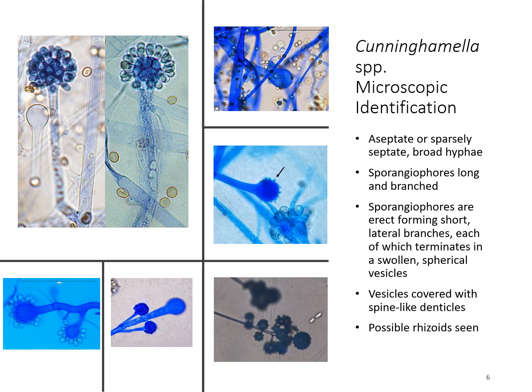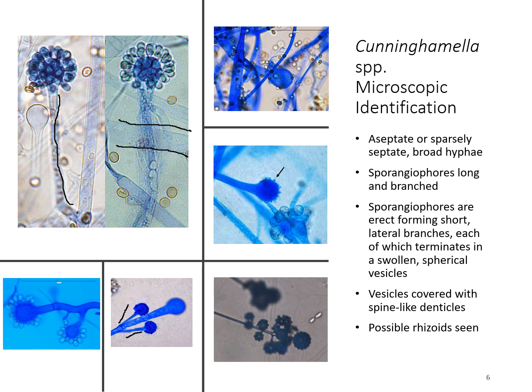So let's look at the microscopic identification of the Cunninghamella species. The hyphae themselves are very broad, so you can see where they're real wide based on this picture here. And you can see that ribbon-like structure. These sporangiophores are long and branched, so you can see how long this one is here as it comes up. And then the branches tend to be real short, and they come straight off that sporangiophore.